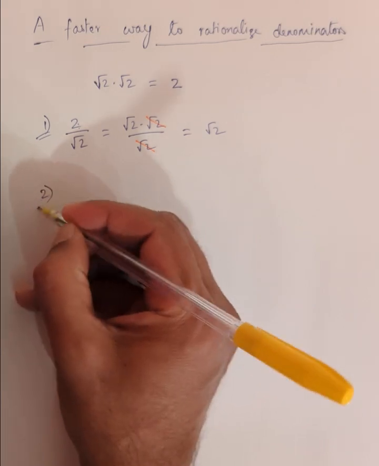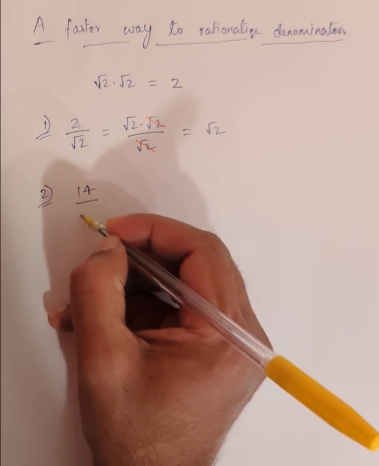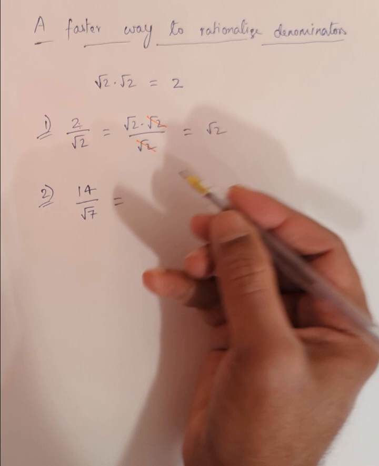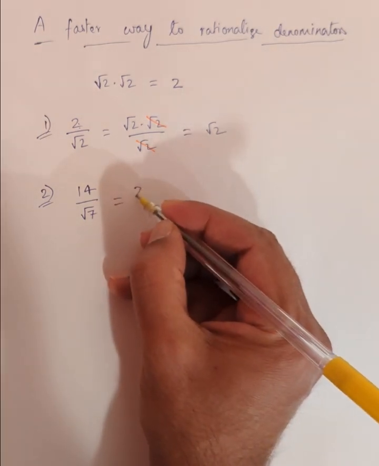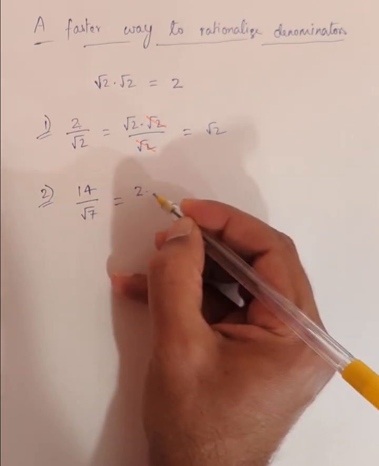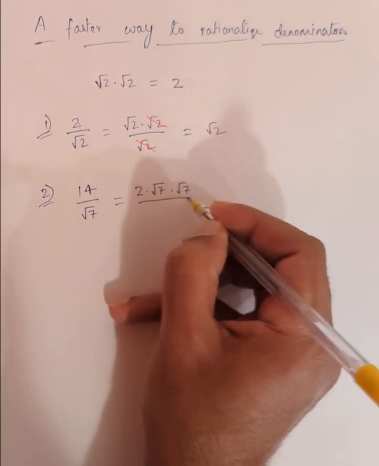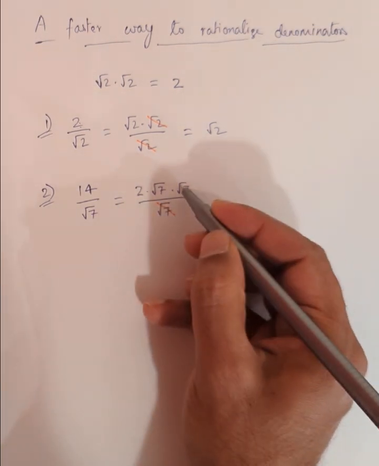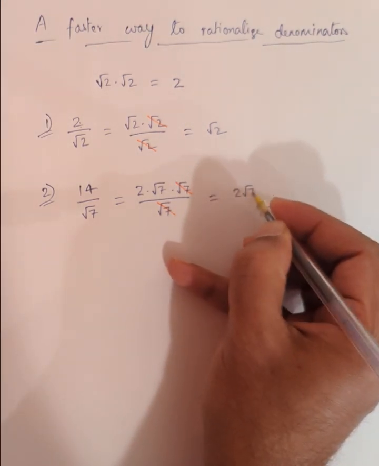Let's look at one other example. Say 14 divided by square root 7. So when we think of 14, we think of 2 times 7, and then we say, oh, we can't go any further. But 2 times 7, and since I have a square root 7 in the denominator, I want to break that 7 as root 7 times root 7. And there you go. We can cancel the root 7 in the denominator with 1 in the numerator, and that's our answer, 2 root 7.